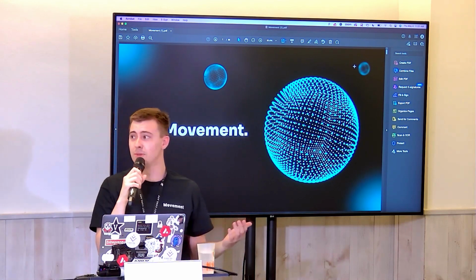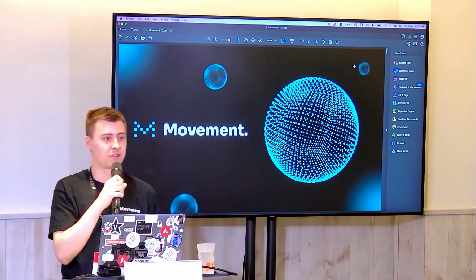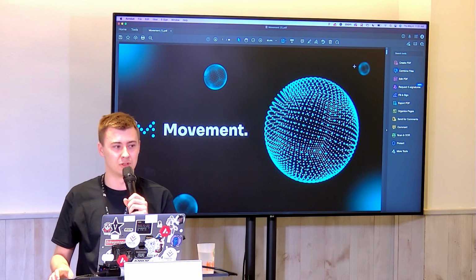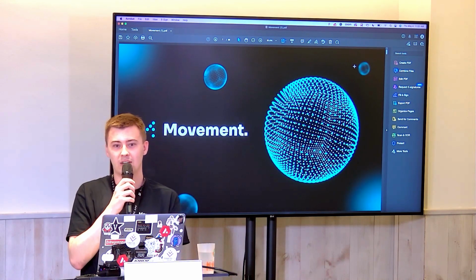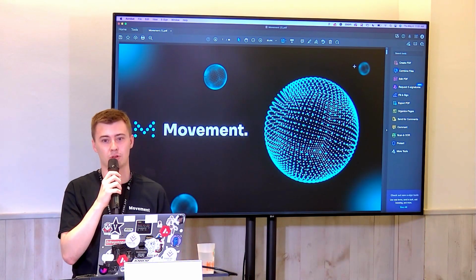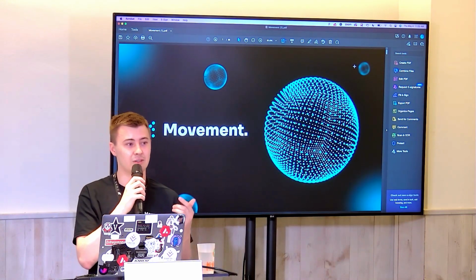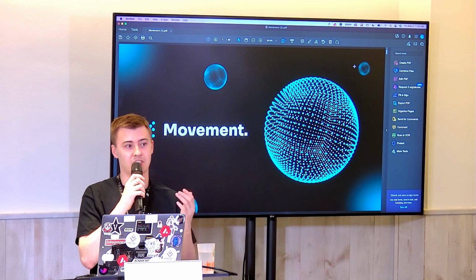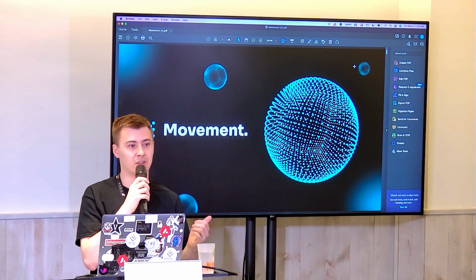So we're Movemnt. A little bit about us: we're both Vandy dropouts. We dropped out to build in the Aptos ecosystem because we were very bullish on the Move language. And in case you don't know about Move, it was a project designed by Facebook's Libra team in order to solve a lot of the vulnerabilities and friction points of the Solidity programming language, as well as be a blockchain execution layer that big tech companies feel comfortable building on top of.